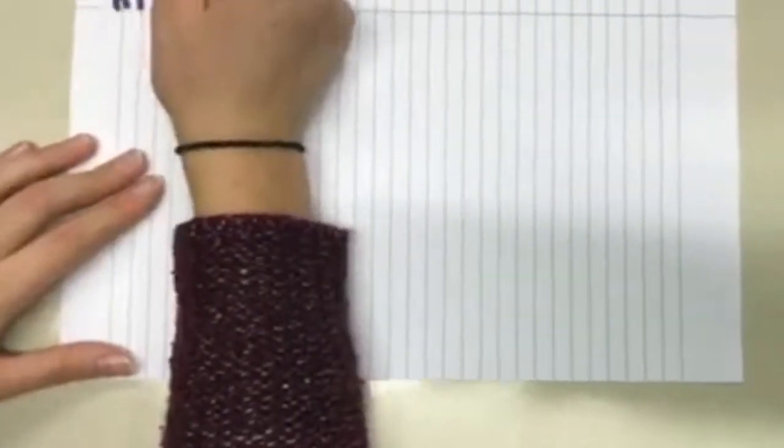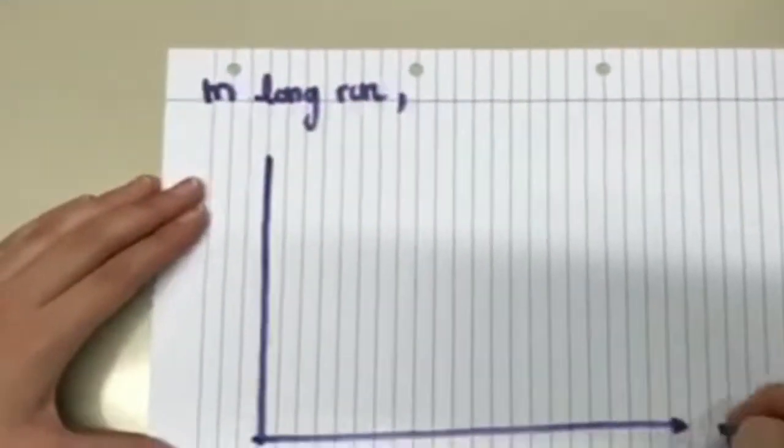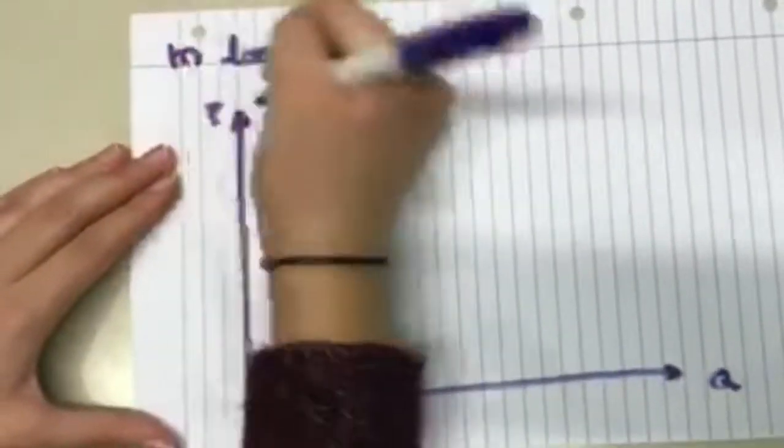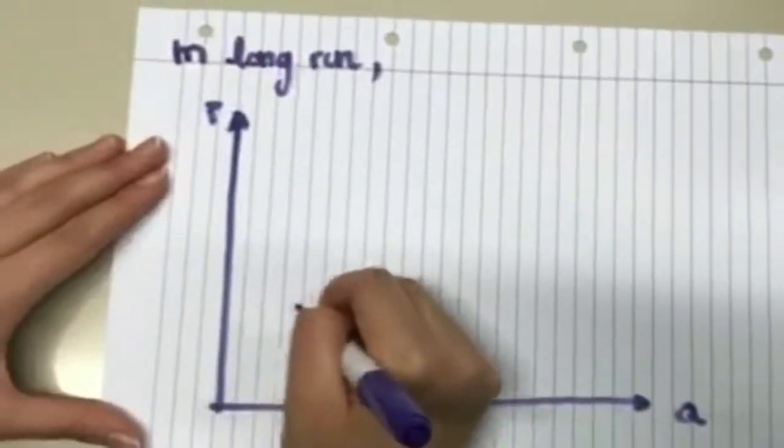But in the long run, because firms are making profit, it will encourage new firms to enter the market. This is going to shift the demand curve to the left. The firms will make less profit, so they will have an incentive to exit the market. So in the long run, this process of entry and exit will remain until the firms are making zero profit.